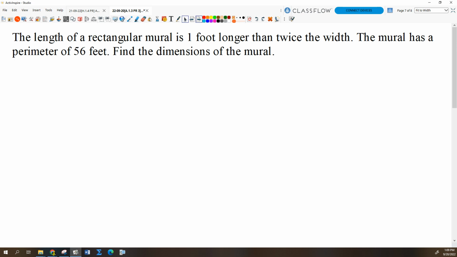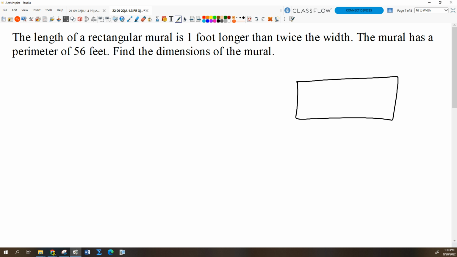How about this one? The length of a rectangular mural is 1 foot longer than twice the width. The mural has a perimeter of 56 feet. Okay. Find the dimensions of the mural. It might even help to just draw a little picture. Okay. So we know there's 2 things that we don't know here, right? We don't know the length and the width. Which one of those things do we know nothing about? The width. Yeah, good. The width we know nothing about.